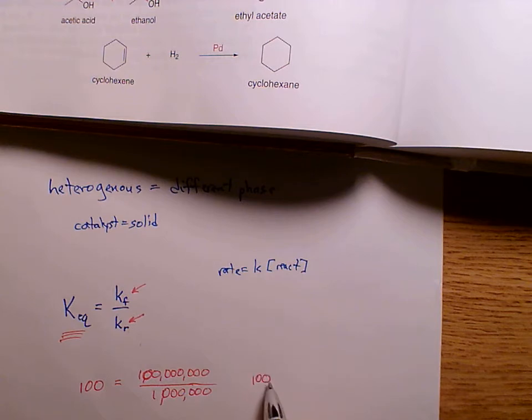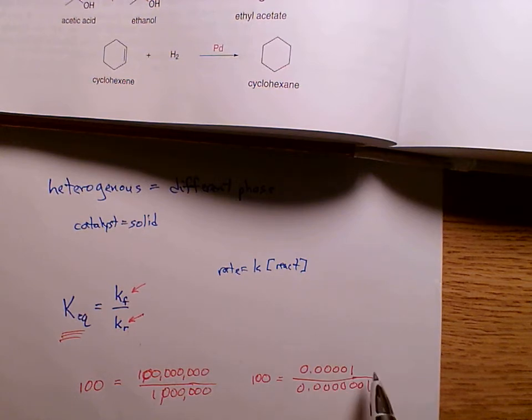However, 100 also equals 0.00001 divided by 0.0000001. Let's just put in some zeros here to make it clear. This also gives you 100, but these are two very slow reactions.